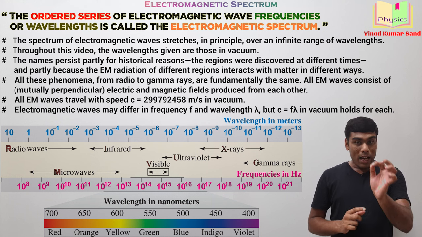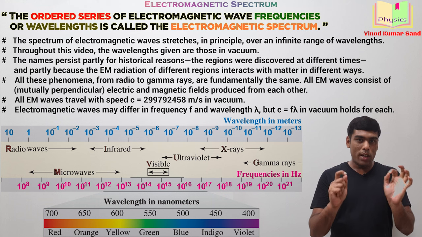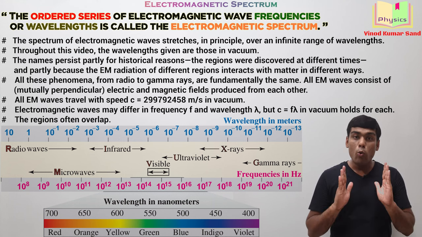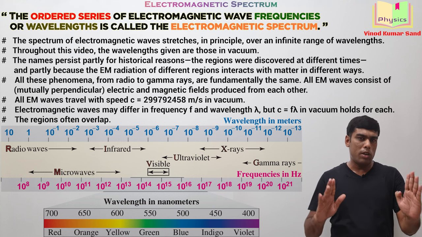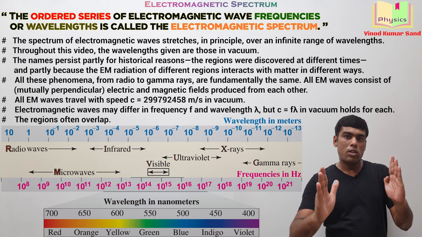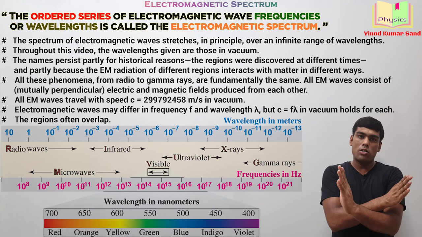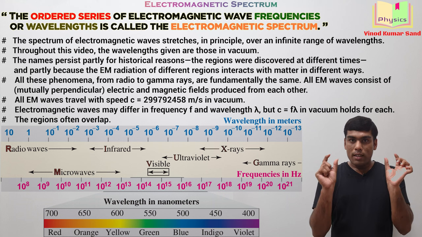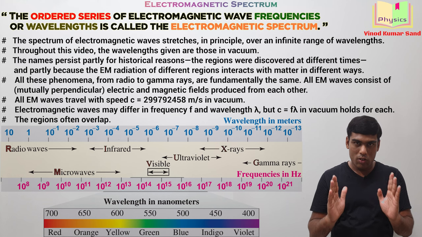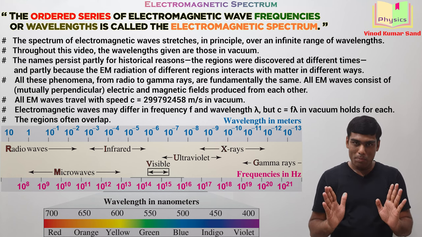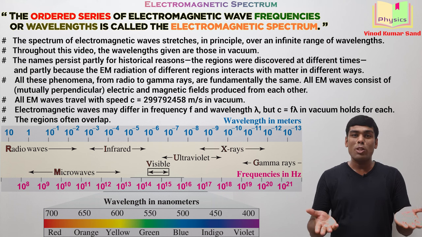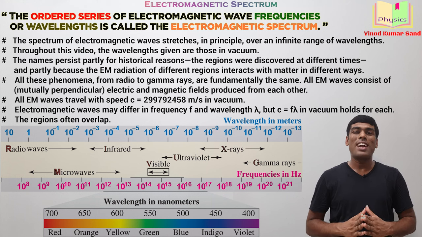Got it? Another important observation, if we look carefully, the different regions of the electromagnetic spectrum overlap. There is no sharp boundary that the ultraviolet range ends here and another range starts here, visible starts here, or the infrared starts here, or this or that. Got it? The different regions of the electromagnetic spectrum overlap. Done? I request you to note down all this information and then we'll go through further information.